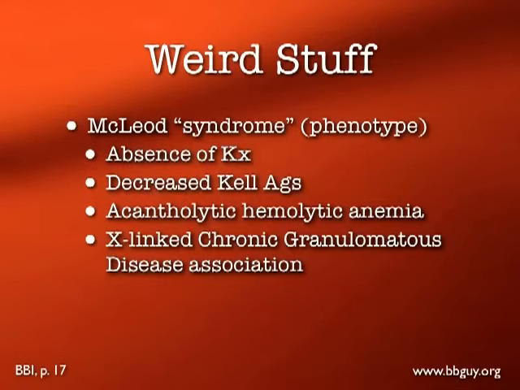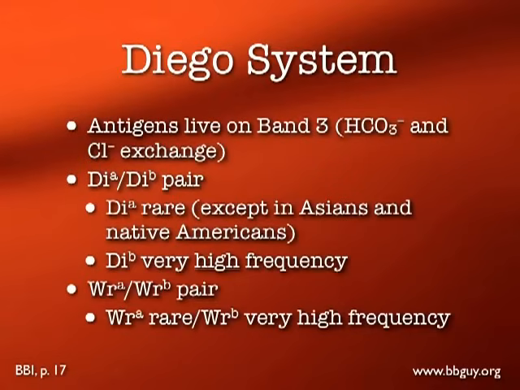That's it for Kel. Let's talk about Diego and Colton for just a second. The Diego system has some antigens that are distinctly different. They live on an anion exchanger protein known as band 3. There's the Diego A, DIA, and DIB pair, which is basically low and high frequency, and the Wright A and Wright B, or WRA, WRB pair, which are also the same thing.